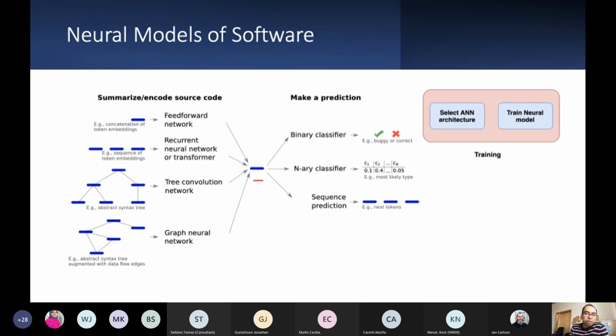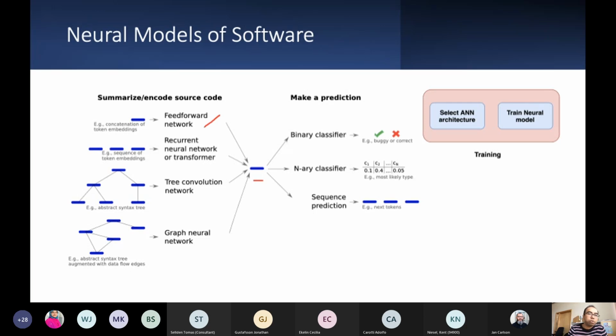So if the source code is represented as vectors, and these vectors represent tokens, then the simplest way to summarize the code is to concatenate the vectors that describe the code and map the concatenation to a shorter vector using a feed-forward neural network. So this is the simplest approach. But there are other kinds of representations.